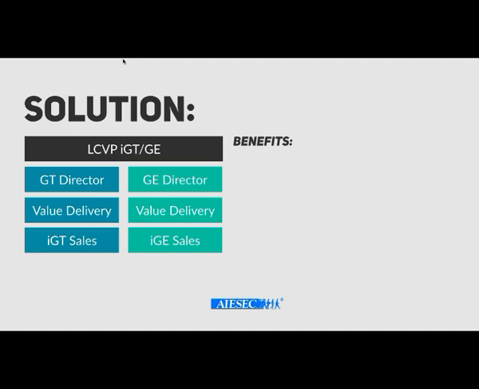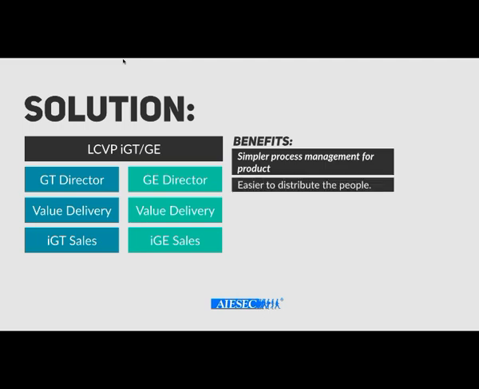And if they're running both products, then they have two directors, one for GT, one for GE, and they have teams inside, some that do value delivery and consideration, and some that do sales. If you're only running GT, then you have one team for sales, one team for consideration and value delivery, and like that. The benefit of this is that the process is simpler to manage the product, because everything is under one VP, so it's easier to distribute the people.